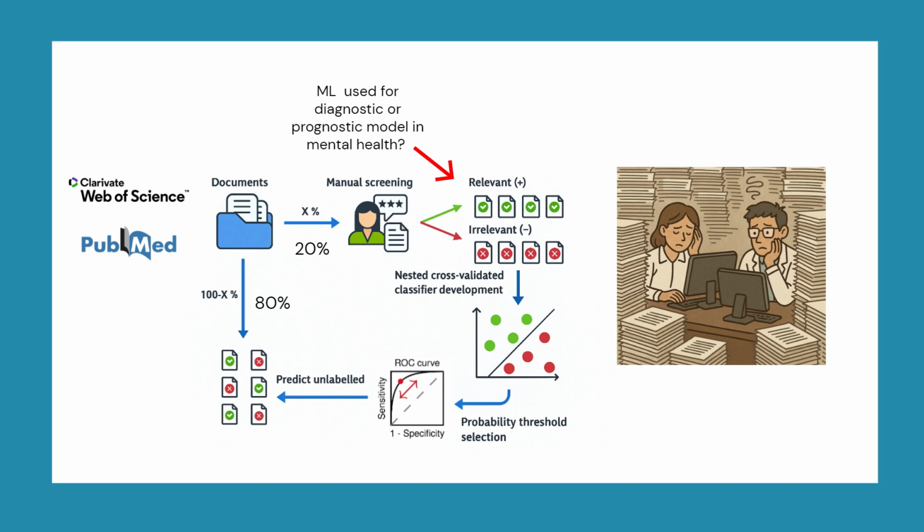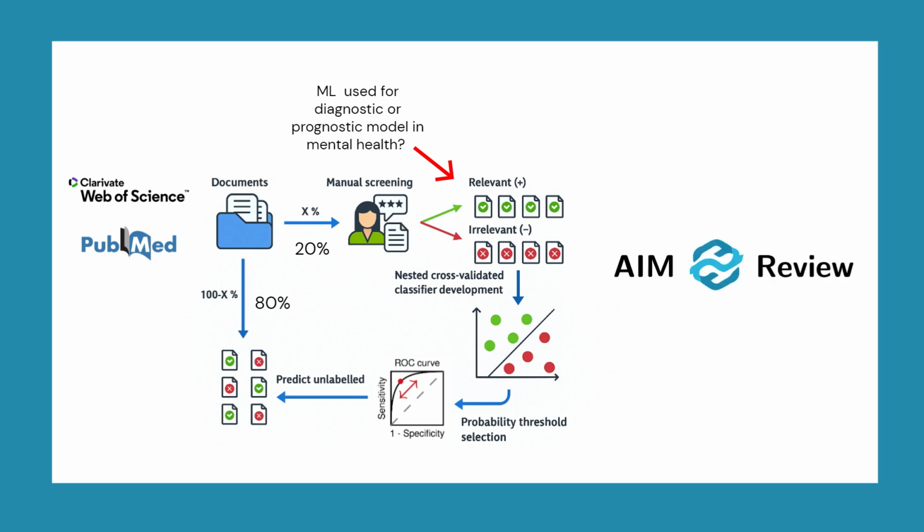This setup simulates a real-world systematic review scenario where your search yields hundreds or thousands of results, and you simply don't have the time or resources to screen them all. Instead, you label a subset, and let AIM Review guide you to the most promising remaining publications.